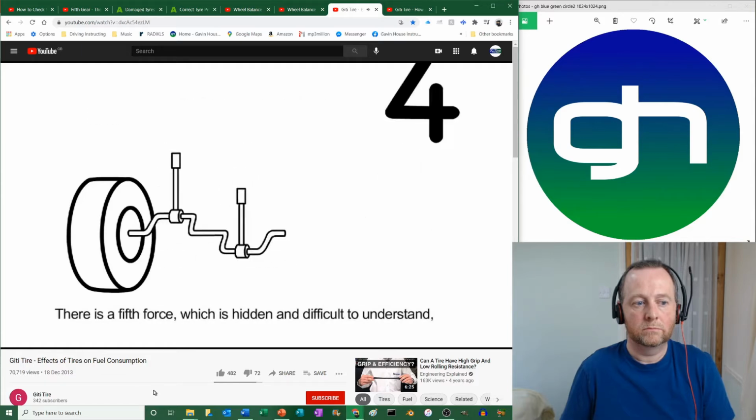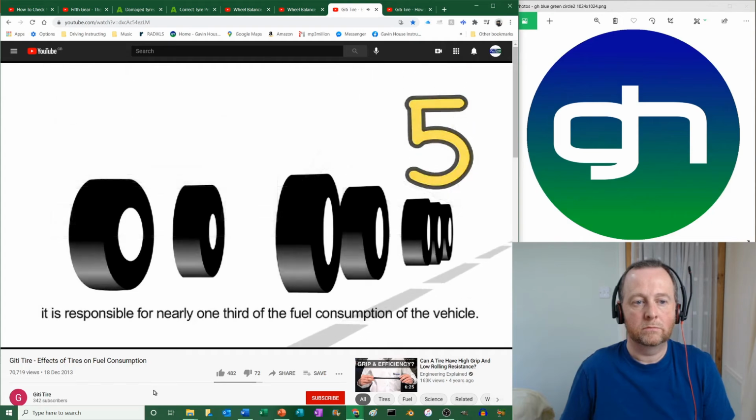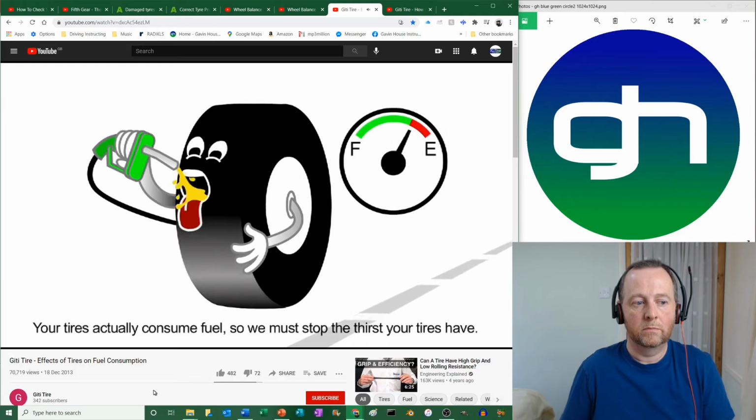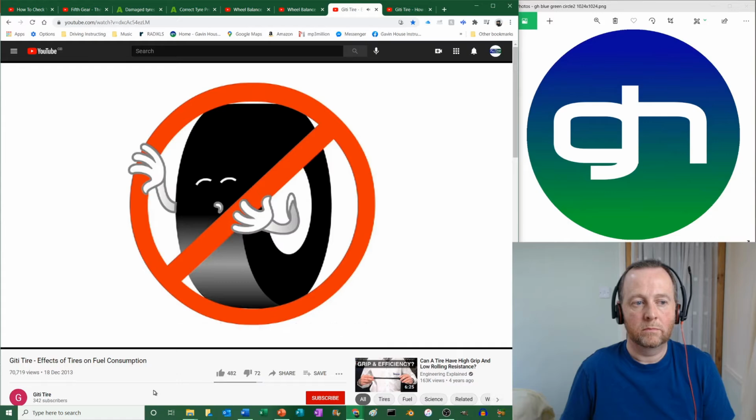There is a 5th force, which is hidden and difficult to understand, but it is responsible for nearly 1/3 of the fuel consumption of the vehicle. Your tires actually consume fuel, so we must stop the thirst your tires have.